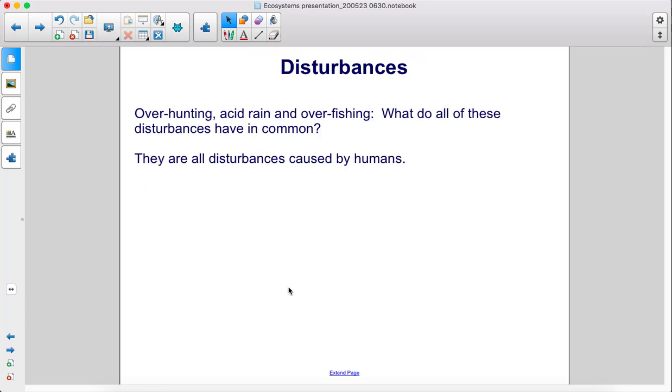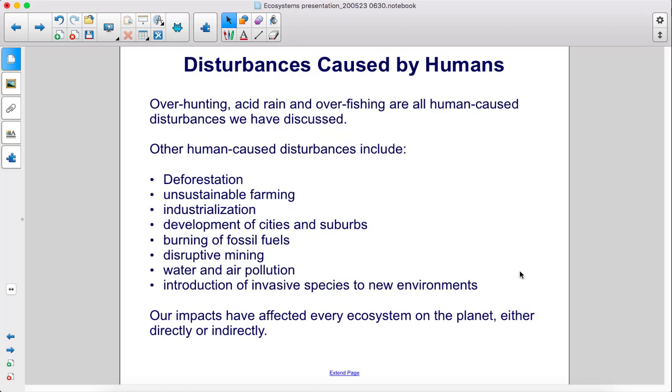Overhunting, acid rain, and overfishing. What do all of these disturbances have in common? They are all disturbances caused by humans. Overhunting, acid rain, and overfishing are all human-caused disturbances we have discussed.